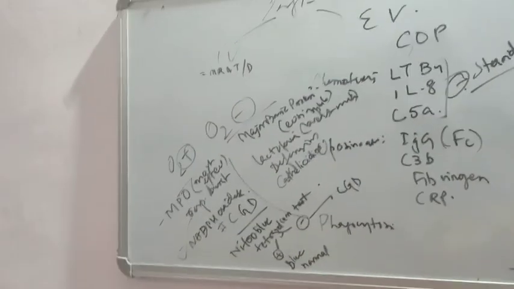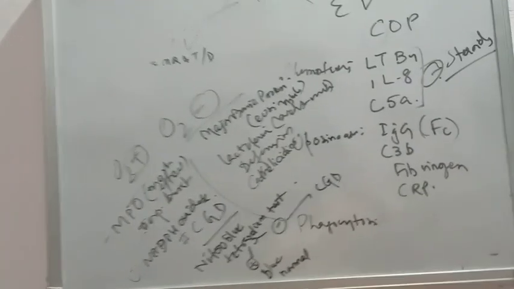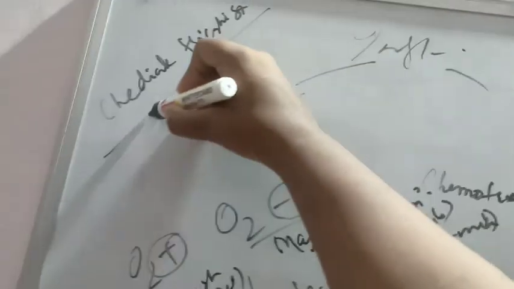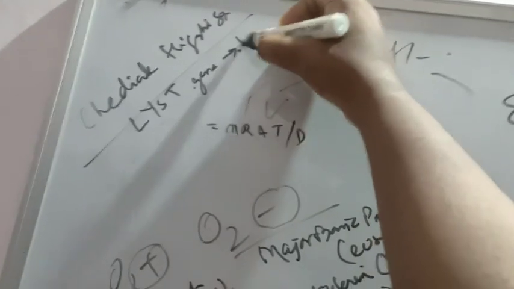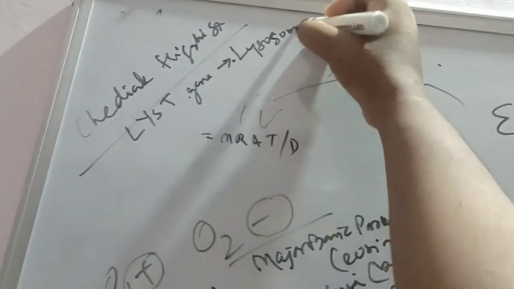So that actually finishes everything in inflammation. But another question which they have been asking these few years was Chediak-Higashi syndrome. I don't know why they are asking it, but let us know about this syndrome. The defect is in the LYST gene, and this leads to a lysosome defect.